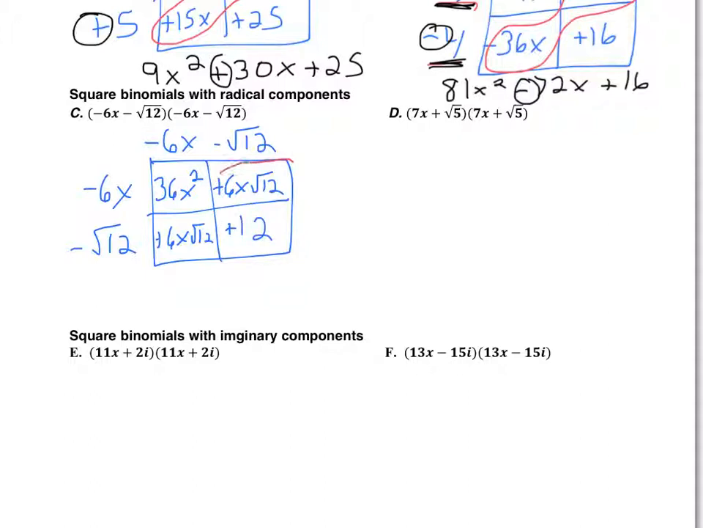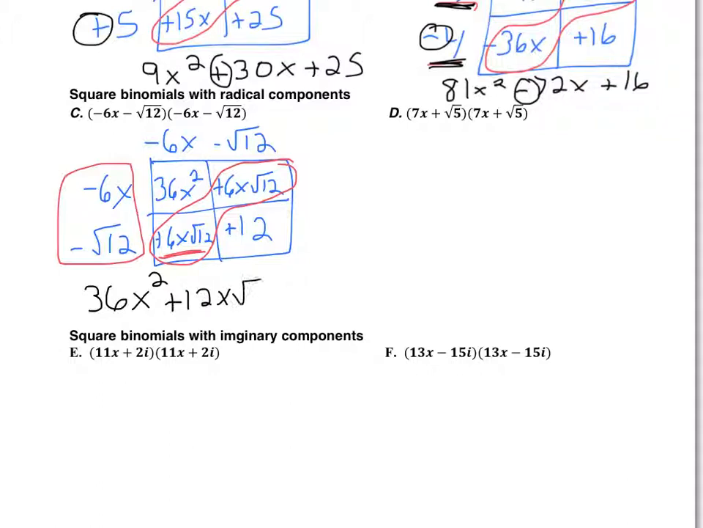So again, if we look at the middle, we have exactly the same numbers, and if we multiply negative 6x and negative root 12, we get positive 6x root 12. So we just multiply them together and double it. And if we take negative 6x and square it, that's our first term. And we said if we multiply them together and double it, then we will get the second term. So we have 12x root 12. And then our last term is always positive.